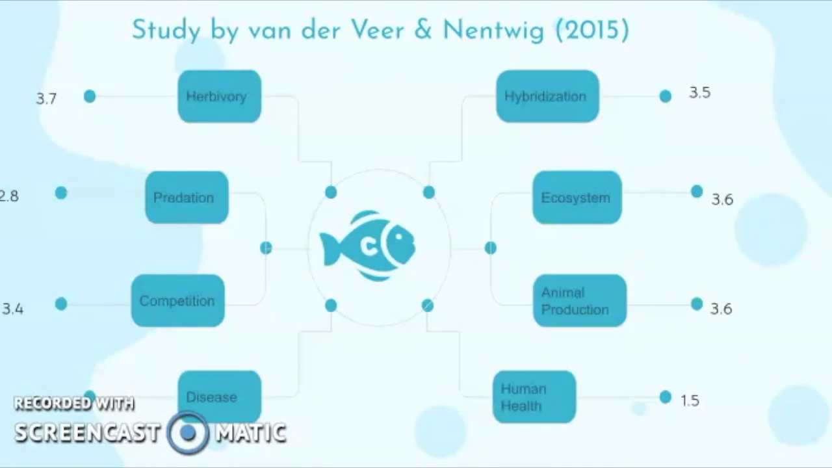A study done by Vanderveer and Natwig studied the impacts of invasive fish species in Europe. And what they found was that the goldfish scored the highest out of the 40 species that they studied. As you can see, they score relatively high in topics that we already mentioned, such as the herbivory, predation, competition, disease, and ecosystem. The points refer to the number of impact-relevant publications per species included in this assessment, and what they concluded was that they were the worst alien fish species in Europe.